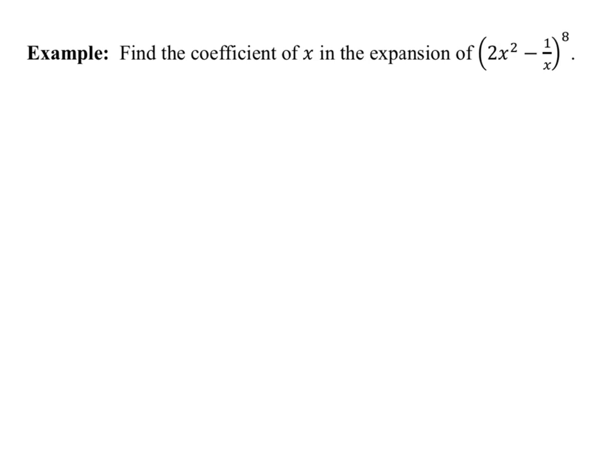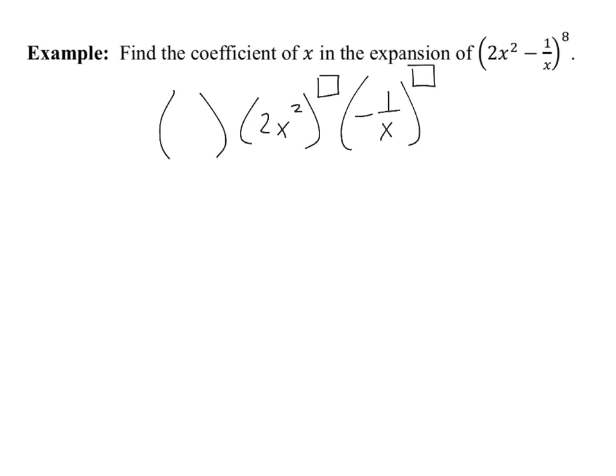I mentioned that the difficulty in these problems was going to ramp up a little bit, and so here we go. Find the coefficient of x in the expansion of this thing. So the first thing I want us to recognize is that we already know what the structure of this answer is going to be. It's going to have a combinatorial coefficient. It's going to have 2x squared raised to some power. And it's going to have negative 1 over x raised to some power.